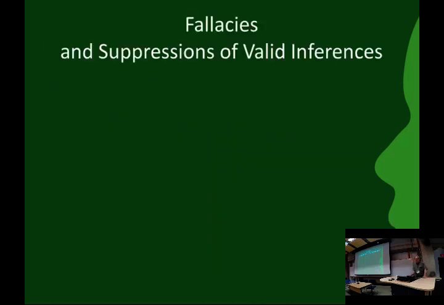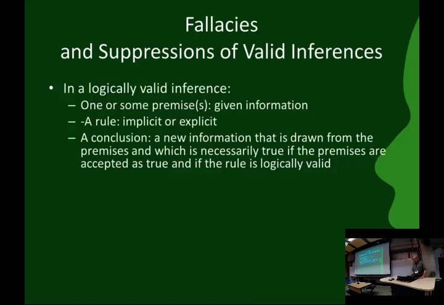The first type of rationality, the one that we see in fallacies, and the third kind, the one that we see in suppressions of valid inferences. In a logically valid inference, we have one or some premises, that is the given information that we have. Then we apply a rule, be it explicit or simply implicit without knowing that we're applying a rule, and a conclusion, that is the new information that is drawn from the premises and which is necessarily true if the premises are accepted as true, and if the rule is logically valid.